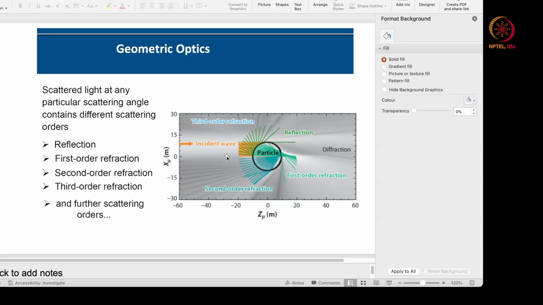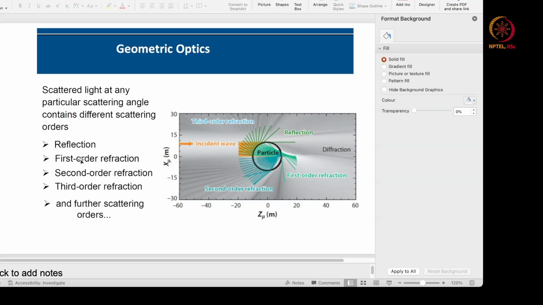So if you look at this, this is the incident wave and this is a particle. The incident wave is in orange, and then you have reflection, which is marked as green. Then you have first order refraction, green but of a different color. Then this is second order refraction, and then you get third order refraction.